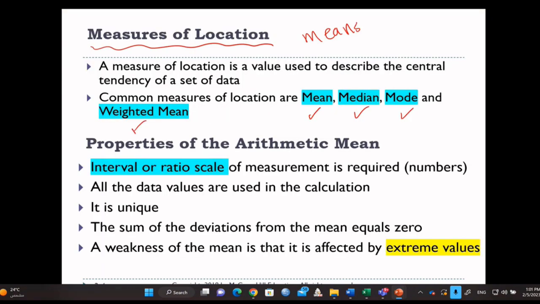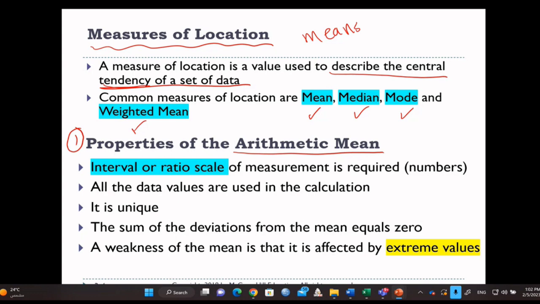Location measures. Let's start with the mean, the arithmetic mean. Measures of location are sometimes called central tendency measures. This is a number that can give an idea about a set of data. Okay, let's start with the arithmetic mean.